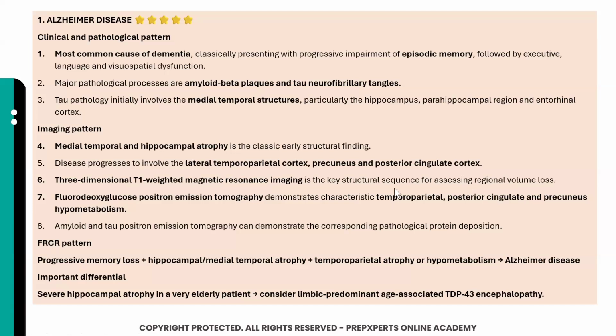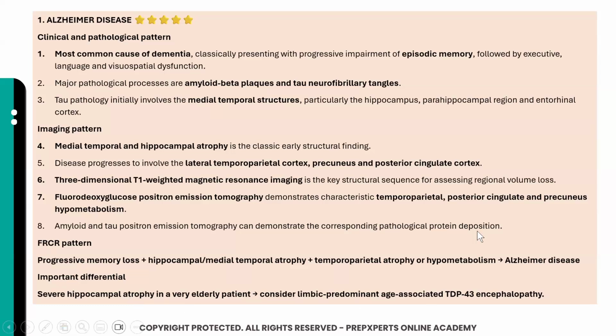And then a PET scan can be done that will show characteristic temporoparietal, posterior cingulate and precuneus hypometabolism, and amyloid and tau specific emission tomography can demonstrate corresponding pathological protein deposition as well. So this is the key thing to remember: progressive memory loss, hippocampal or medial temporal atrophy, temporoparietal atrophy or hypometabolism, Alzheimer's disease.